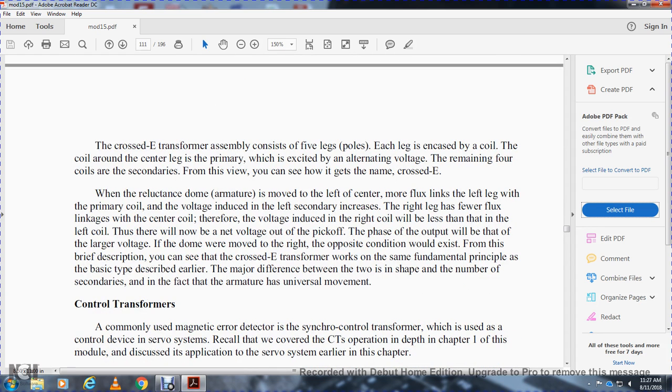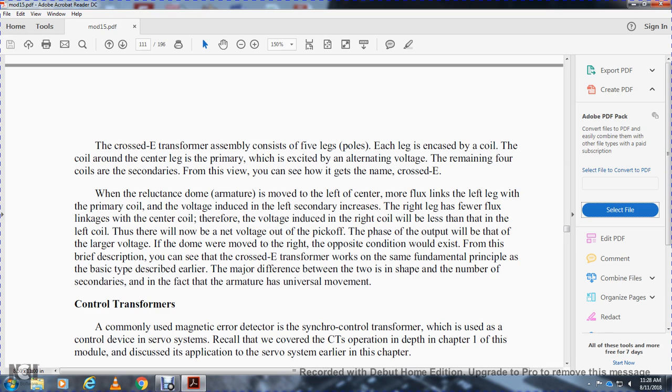The cross E-transformer assembly consists of a flat core with a pole on each leg, each with its own coil. The coil around the center leg is the primary winding, which is excited with an alternating voltage, and the remaining four coils are the secondaries. You can see how the cross E gets its name. As the reluctance dome armature moves to the left of center, more flux lines pass through the left leg, so the voltage in the left secondary is greater, while the right leg has fewer flux linkages with the center coil. Therefore the voltage in the right coil will be less than in the left coil, so there will be a net voltage output from the pickup. The phase of the output will be in or out of phase with the larger voltage, and if the dome moves to the right, the opposite condition would exist.